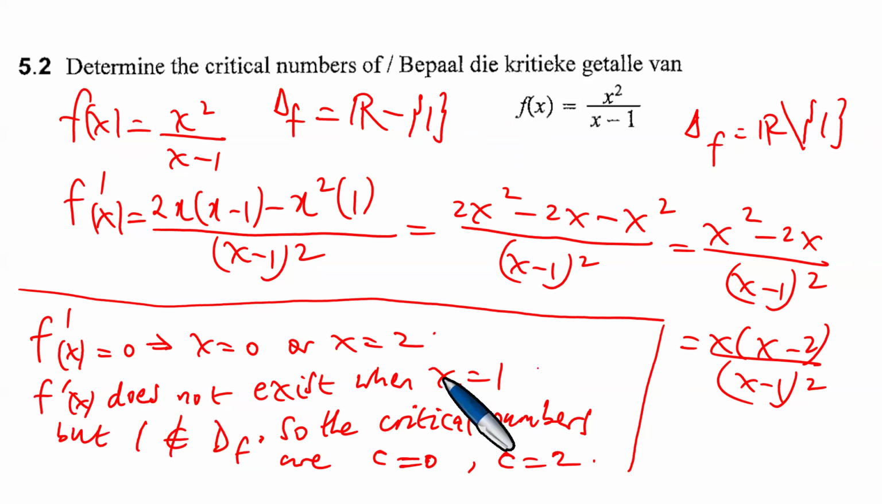So f prime, the derivative, does not exist. But we know that 1 is not even in the domain, because the domain is without 1. 1 is removed from the real numbers. And therefore the critical numbers become 0 and 2. Somebody might ask, is 1 a critical number? Well, f prime does not exist when x is 1. But hang on, this function is such that 1 is not in the domain of the function f. So the critical numbers are c equals 0 and c equals 2.